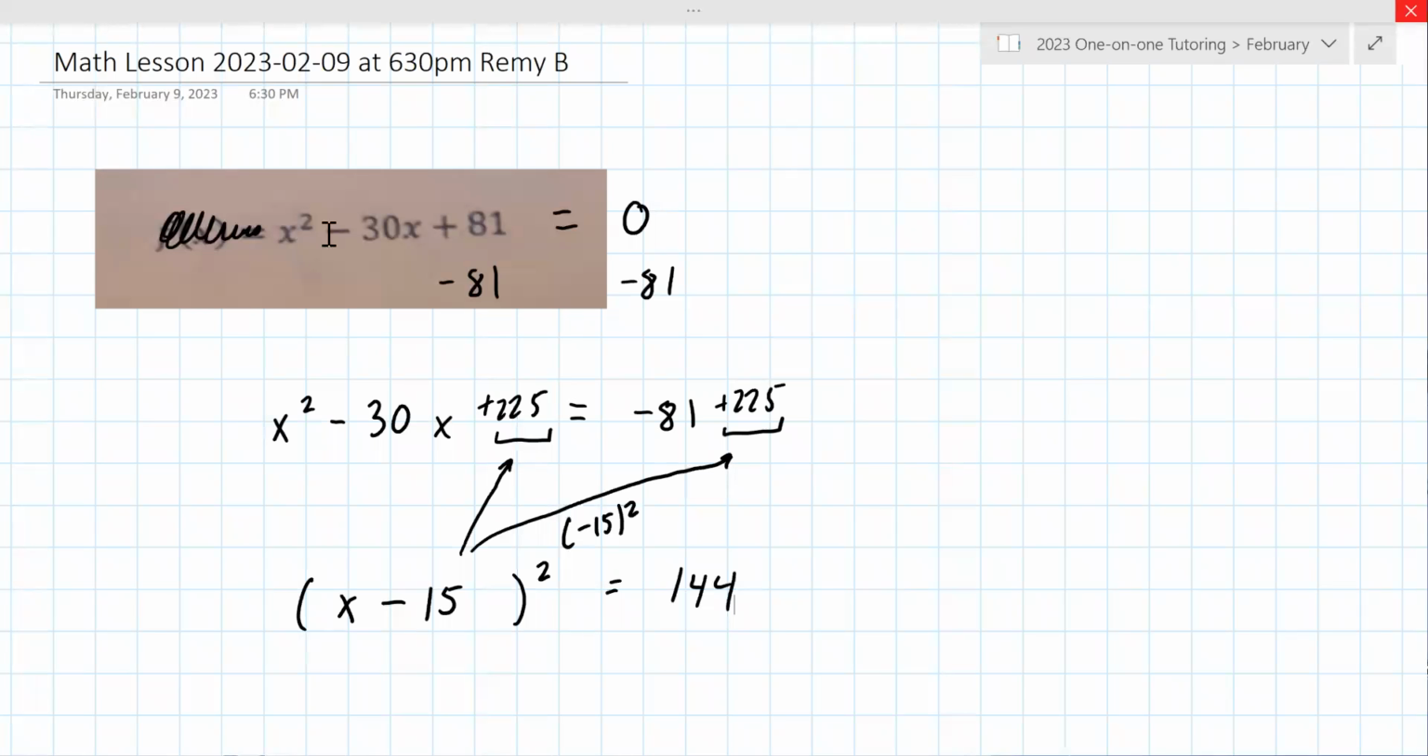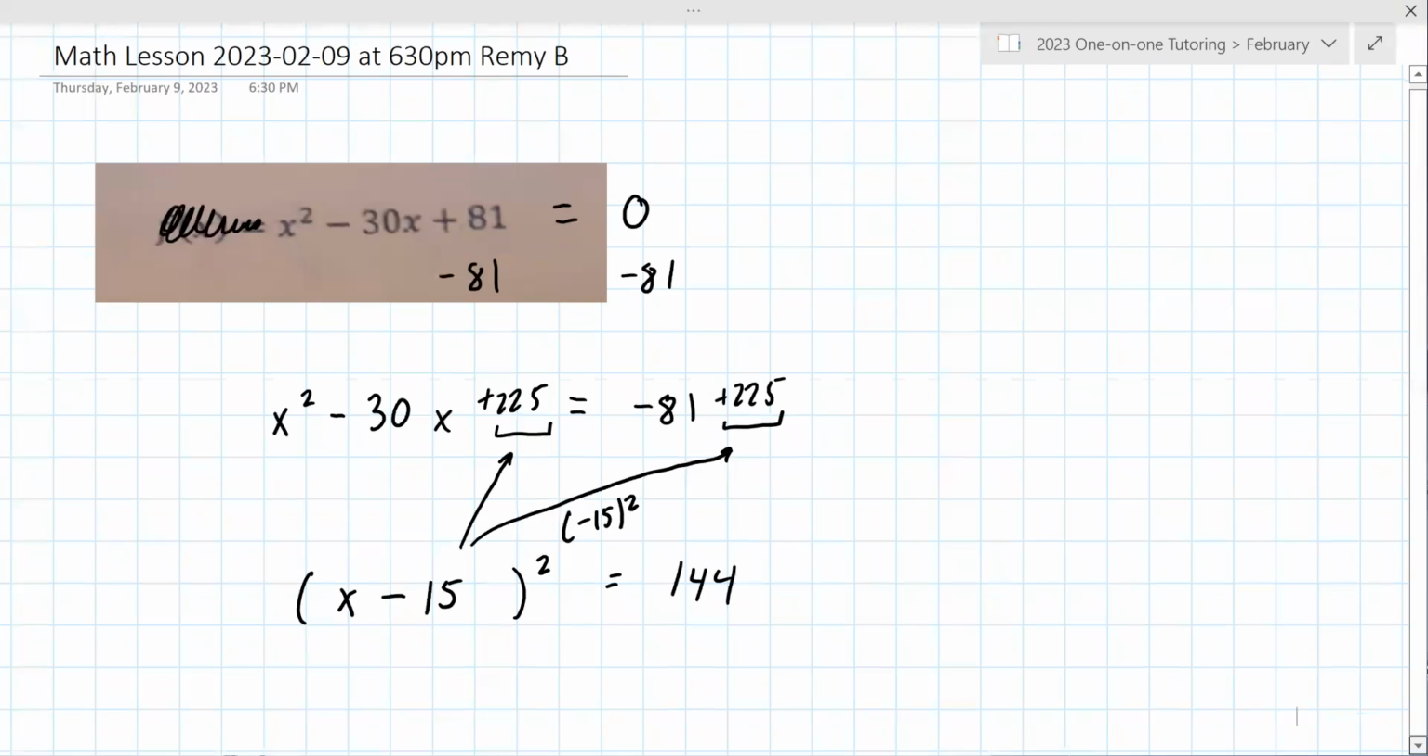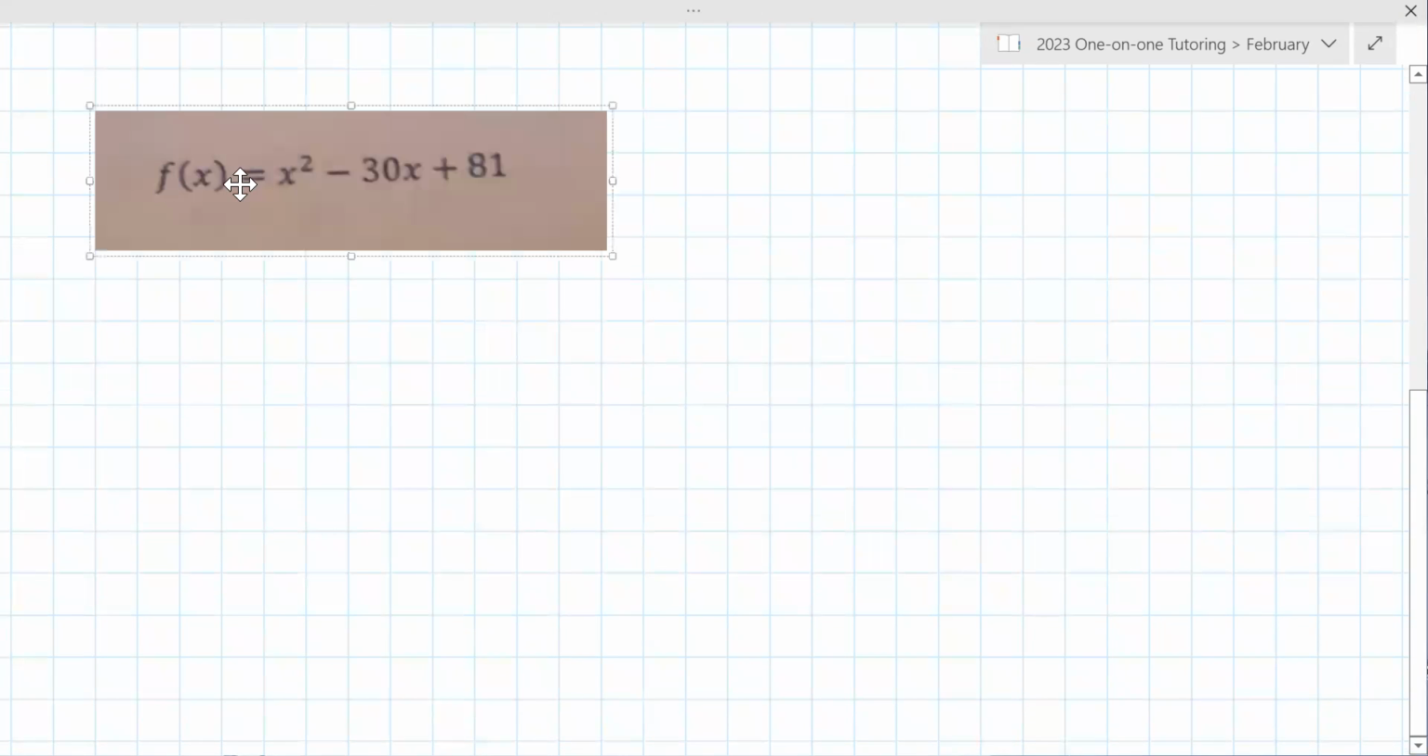So we're actually going to go back to this. And we will come back to why we completed the square in a moment, but part A just says to find f of 0. That means to put 0 in for x. So wherever you see an x, you put in 0.